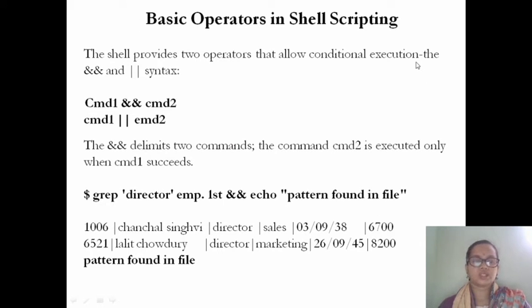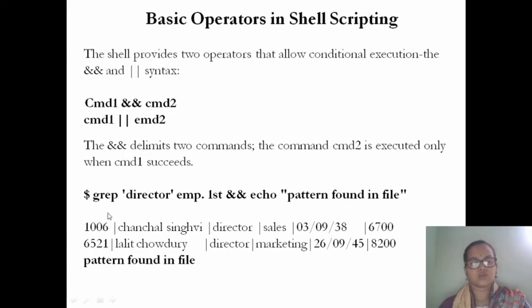Okay, so here the shell provides 2 operators which allow conditional execution, that is the logical operators AND and OR. So if you give command 1 with logical AND with command 2, or logical OR with command 2, then this AND delimits 2 commands. So the command cmd2 is executed only when command 1 succeeds. If this succeeds, then only it will move on to command 2.